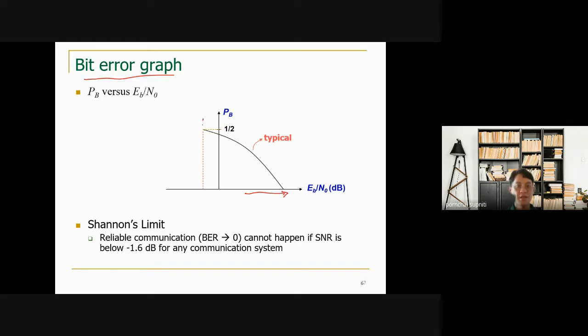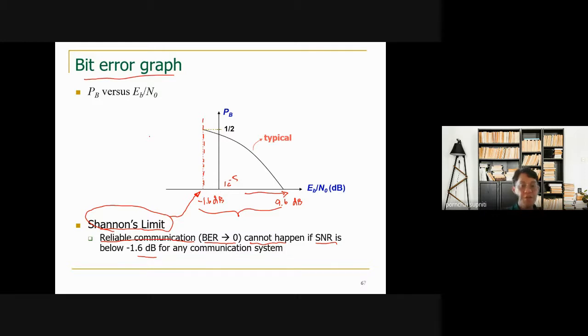However, in communication theory, the limit is called the channel limit. Dr. Lin is going to talk about this during the next lecture. Dr. Shannon introduced the information theory field and also introduced what is called Shannon's limit, which says that any reliable communication with the bit error rate approaching 0 cannot happen if the SNR is below minus 1.6 decibel. But for typical BPSK at 10 negative 5, the SNR is, I think, 9.6 decibel. So we will use a technique called error correction codes to reduce this SNR even further in the system.